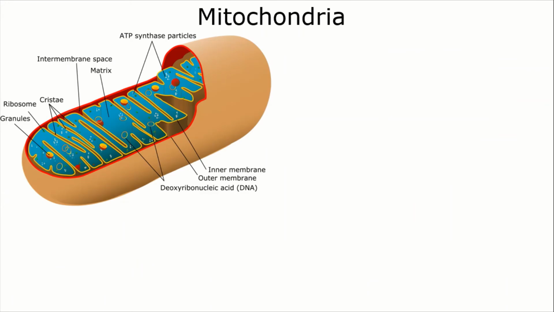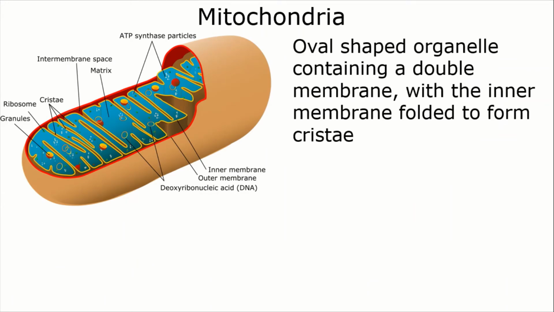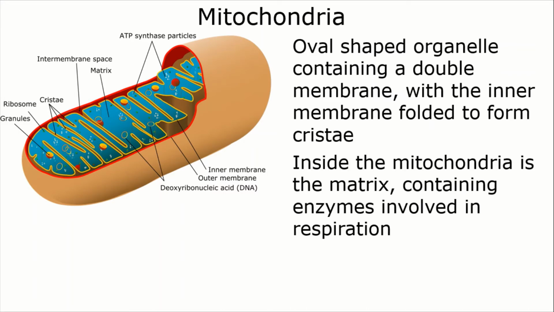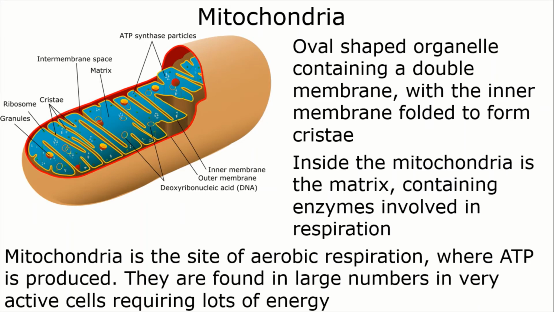Our next structure is the mitochondria. This is an oval-shaped organelle, and it also contains a double membrane, like the nucleus, and the inner membrane is folded to form a structure called cristae. Inside the mitochondria, we have the mitochondrial matrix, and this contains enzymes involved in respiration. Mitochondria is the site of aerobic respiration, where ATP is produced. They're often found in large numbers in cells, but especially in very active cells that require lots of energy.